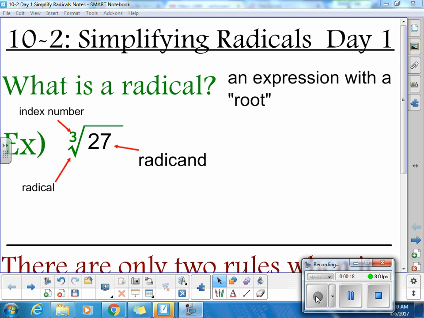So for an example, here's a radical. It's the cubed root of 27. The 3, which I'm calling cubed root, is the index number. The symbol is the radical. So this symbol is the radical. And the number underneath it, or the expression underneath it, is called the radicand.